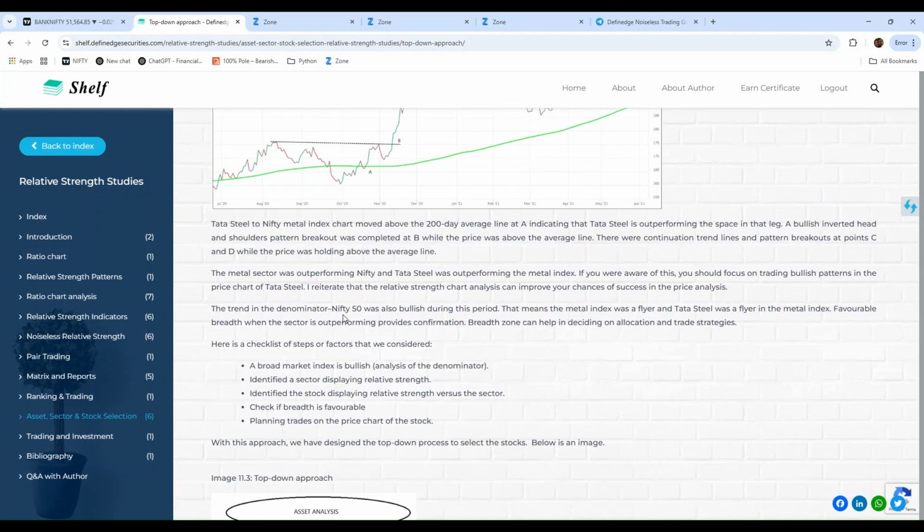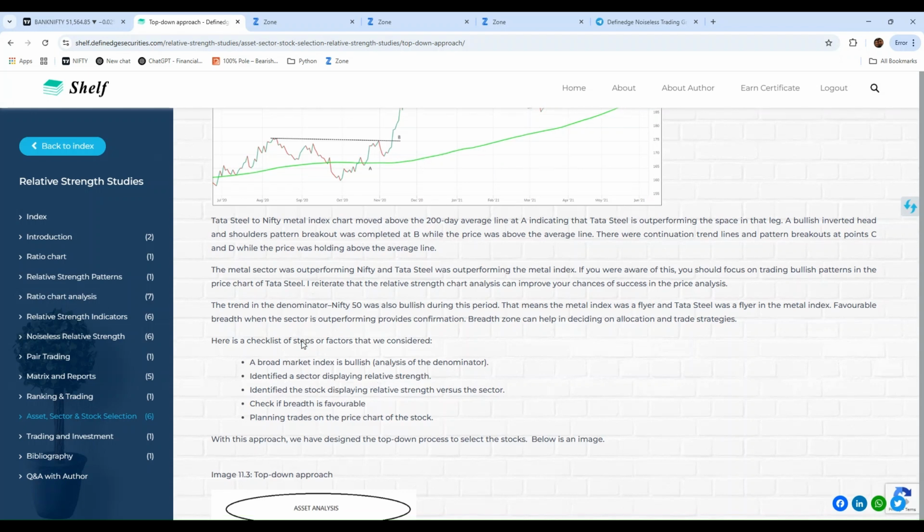Now, what are some of the rules that we can check? They've given a small checklist here. Let's have a quick look at it. A broad market index is bullish. You check against the broad market index. Identify a sector displaying relative strength. This is a core concept of relative strength analysis. And then you check the stock displaying against the sector, which we will have a look at, and check if breadth is favorable. Right, breadth, and we are going to use relative strength.